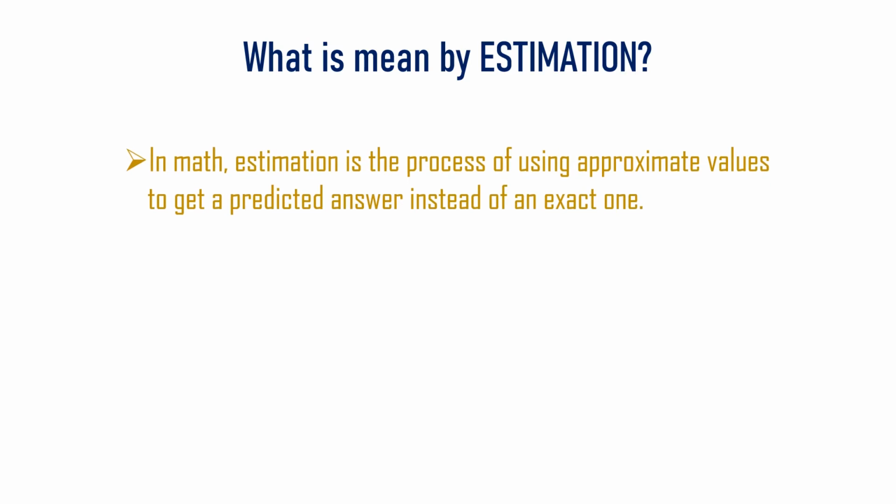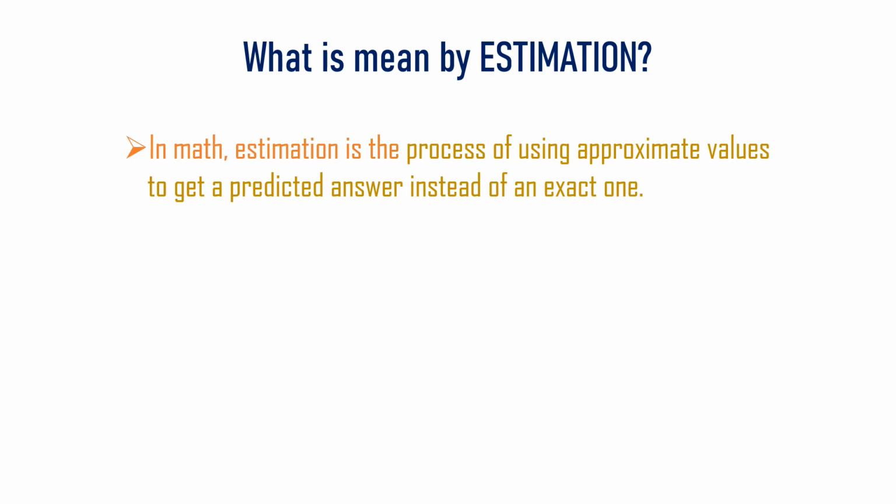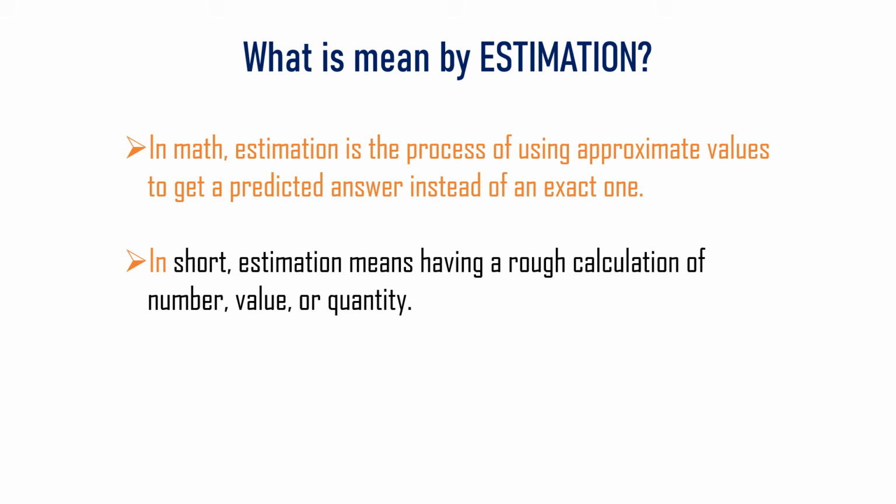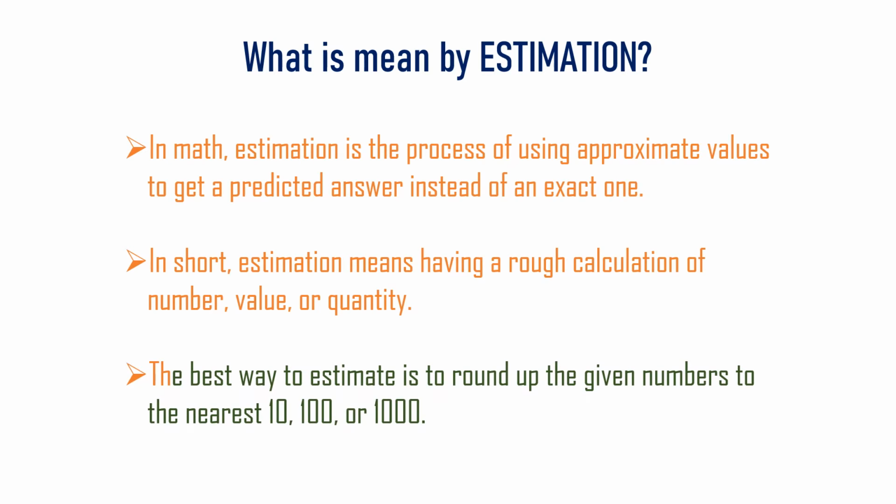What is meant by estimation? Estimation is the process of using approximate values to get a predicted answer instead of an exact one. In short, estimation means having a rough calculation of a number, value, or quantity. The best way to estimate is to round up the given numbers to the nearest 10, 100 or 1000.